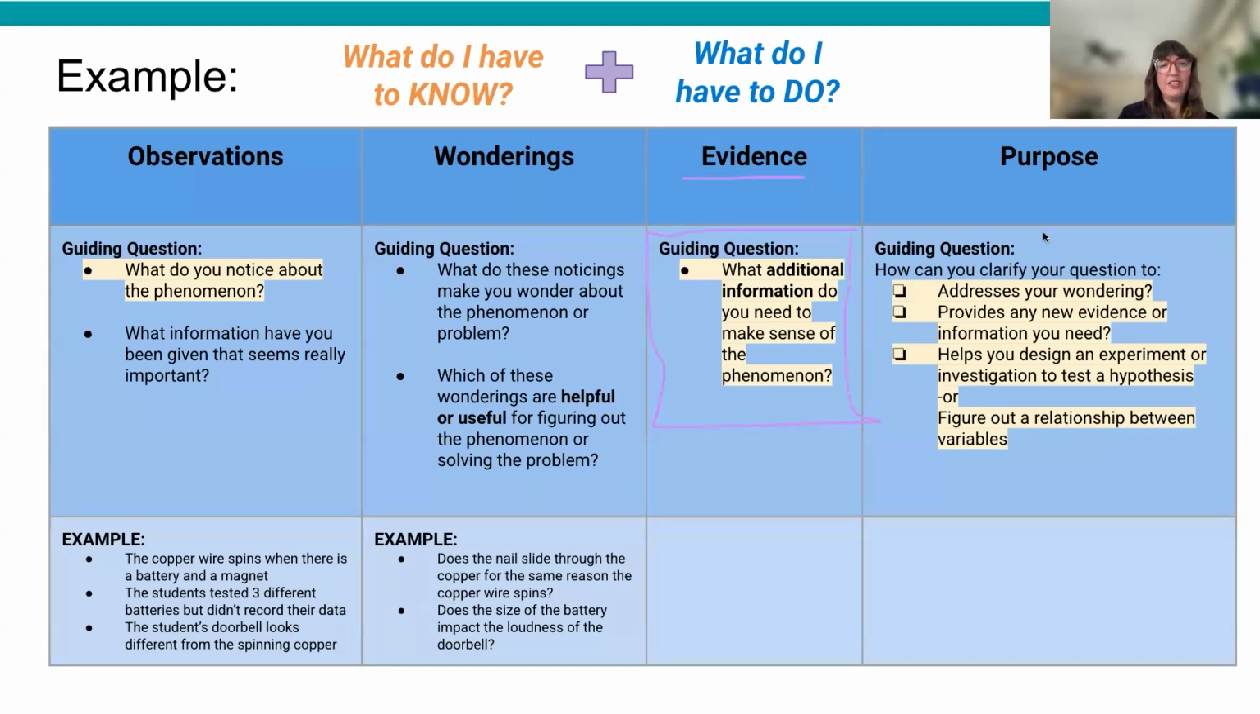So for evidence, what else do we need to know? What additional information would help us make sense of this? Well, does the wire need both the battery and a magnet? If the students didn't test the different size batteries, do they even need the battery, or do they just need the battery and not the magnet? Do both of these things have to be here for this copper to spin or for the doorbell to work?